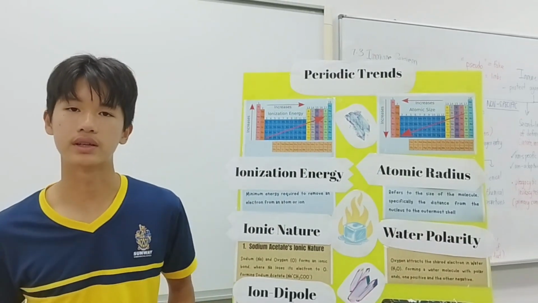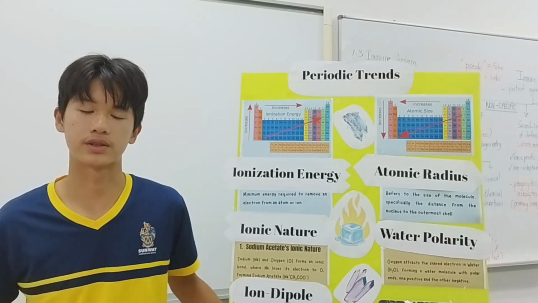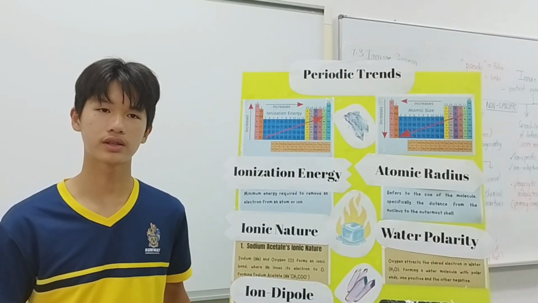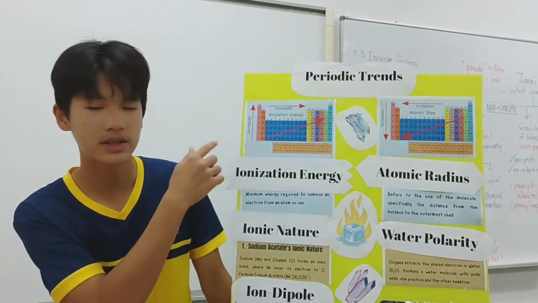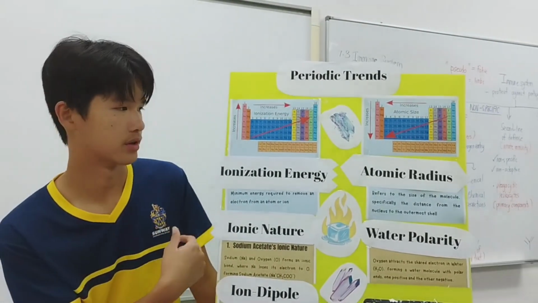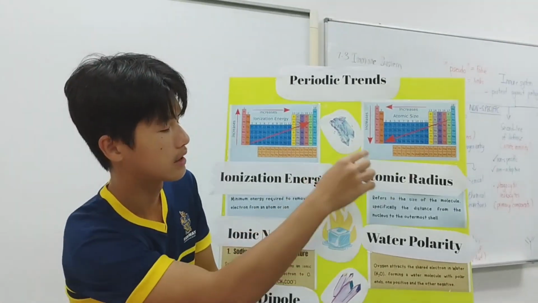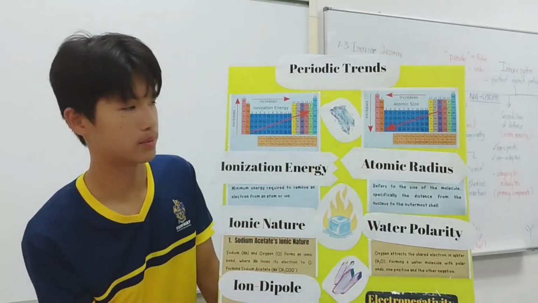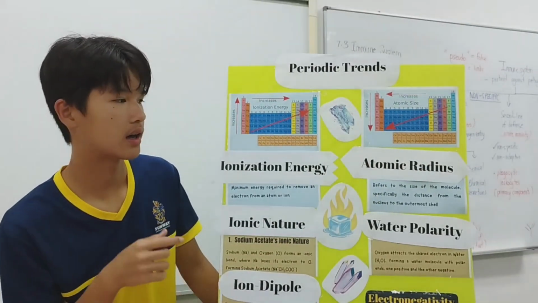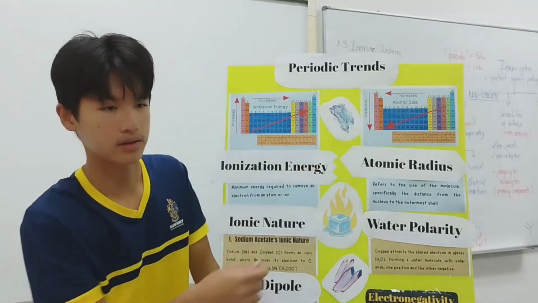And atomic radius refers to the size of an atom, specifically from the nucleus to the valence shell. The opposite trend is true for the atomic radius. As you go down a group and across from right to left in a period, the atomic radius increases. So it increases in the opposite linear direction.